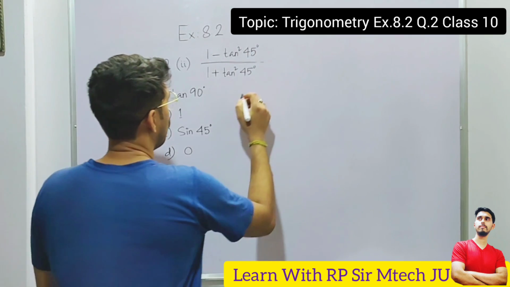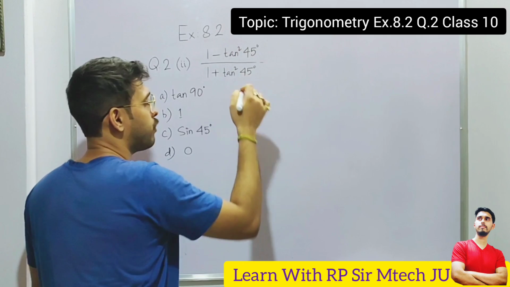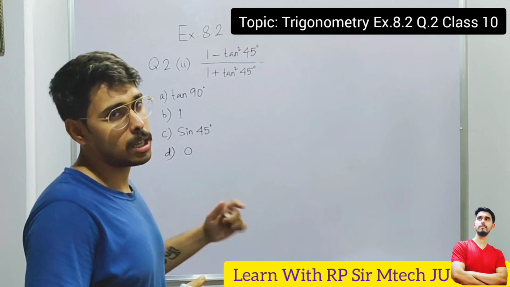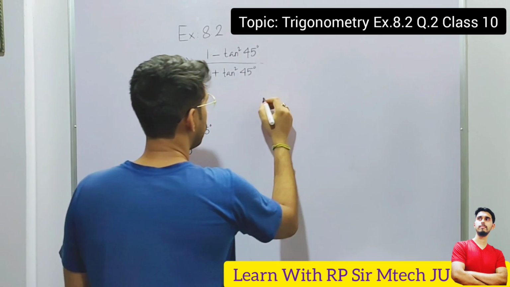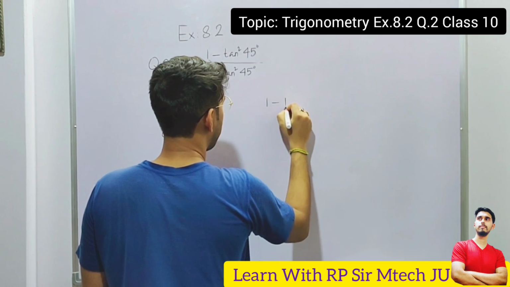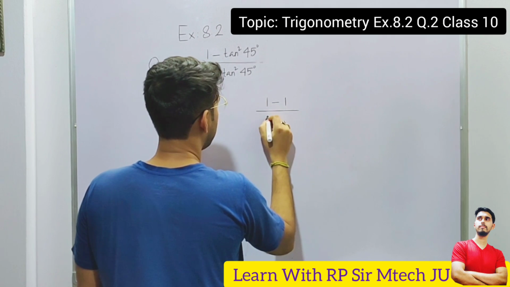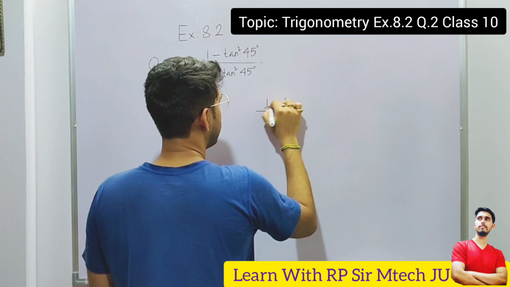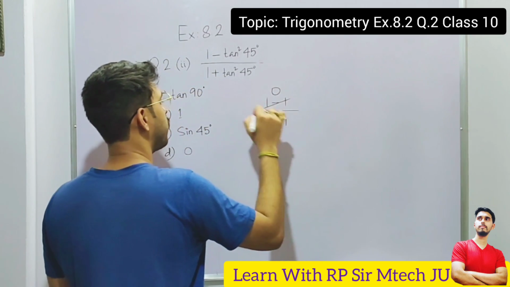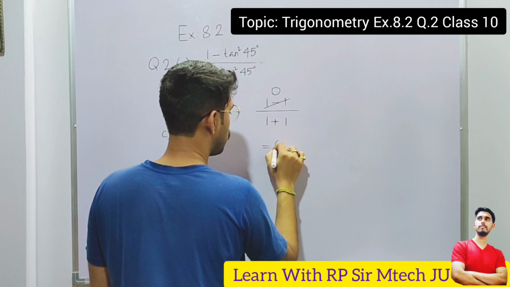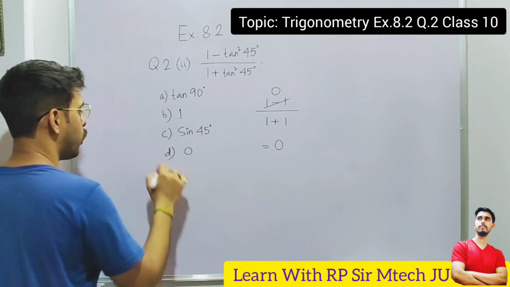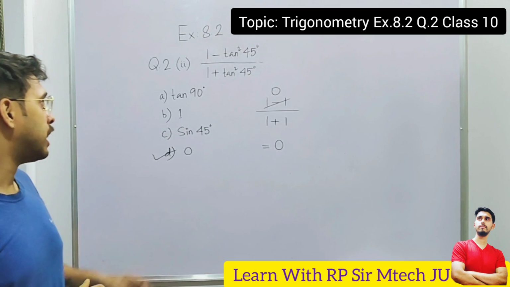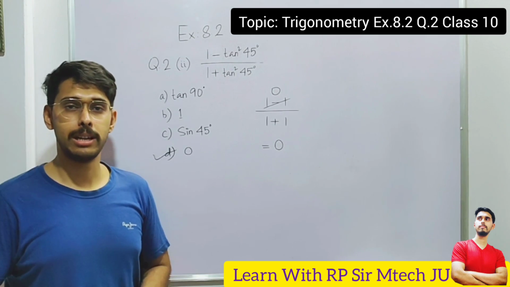So 1 minus tan square 45, what is tan 45? That is 1. So tan square 45 will be the square of 1, which is again 1. So the numerator will be 1 minus 1 divided by 1 plus 1. Since the numerator is 0, 0 divided by anything, the result has to be 0. So automatically, no questions asked, this is the correct answer. So in this way, we have to solve this one. Let us check the next question.